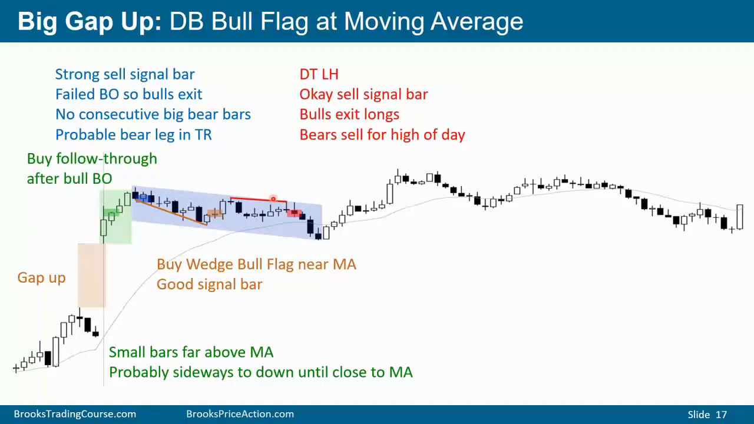Bears see a double top, lower high, major trend reversal, bull trend, bear breakout, double top, lower high in a tight trading range. 40% chance we're going to get a swing down. That means 60% chance we will not.